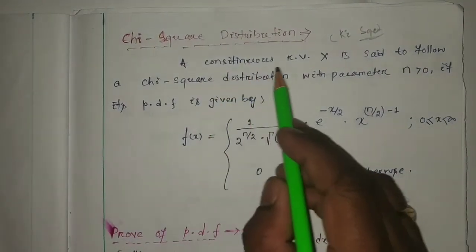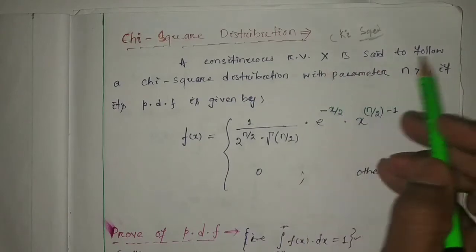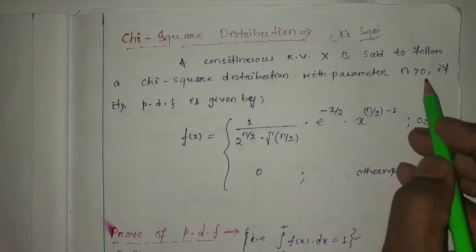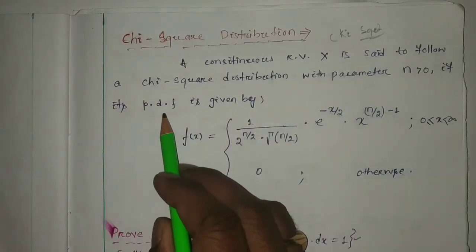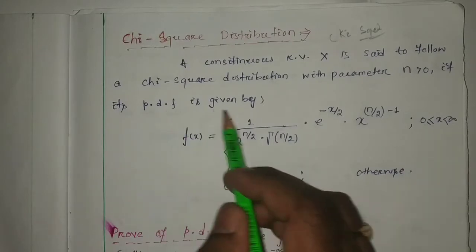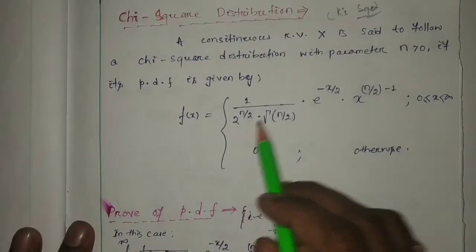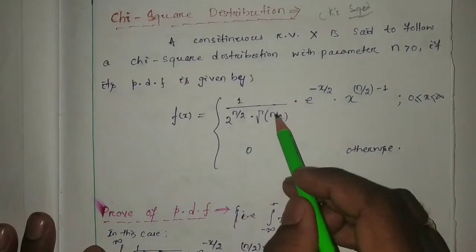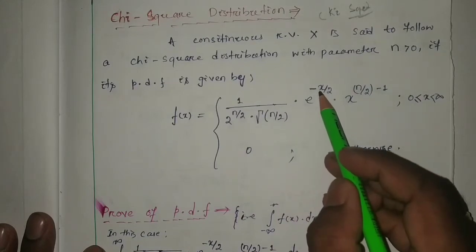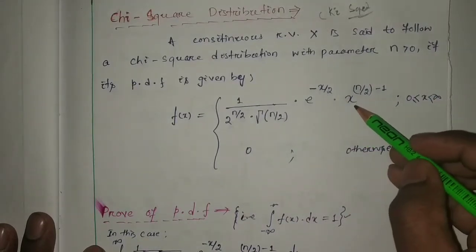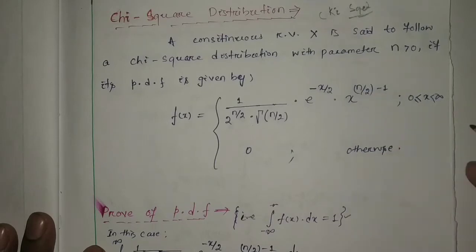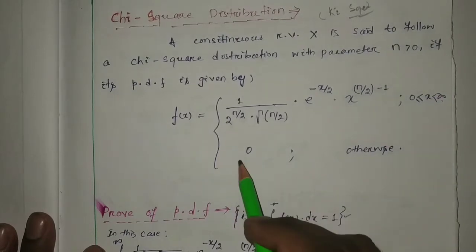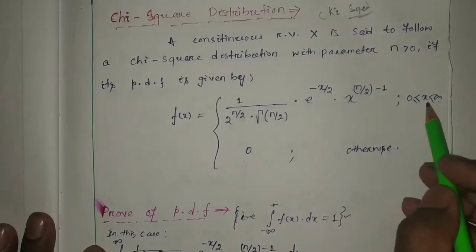A continuous random variable x is said to follow a chi-square distribution with parameter n, which is greater than 0, if its probability density function, or PDF, is given by f(x) equal to 1 by 2 to the power n by 2 into gamma n by 2 into e to the power minus x by 2 into x to the power n by 2 minus 1, where x varies from 0 to infinity. Otherwise, for other values of x, the PDF will be 0.